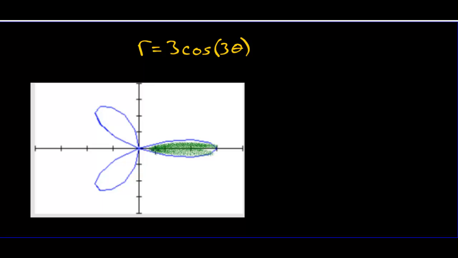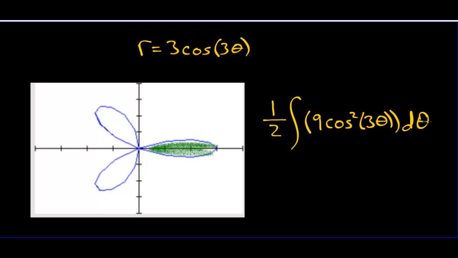Okay, so here's the way we would set this up. I know I'm going to integrate. I'm going to have 1/2 the integral, and I don't know what my bounds are yet, but I do know that I have r squared. So this would be 9 cosine squared 3 theta d theta. Okay, there's my integral, there's my integrand, right? Because this whole thing is r, and remember it's 1/2 r squared d theta.